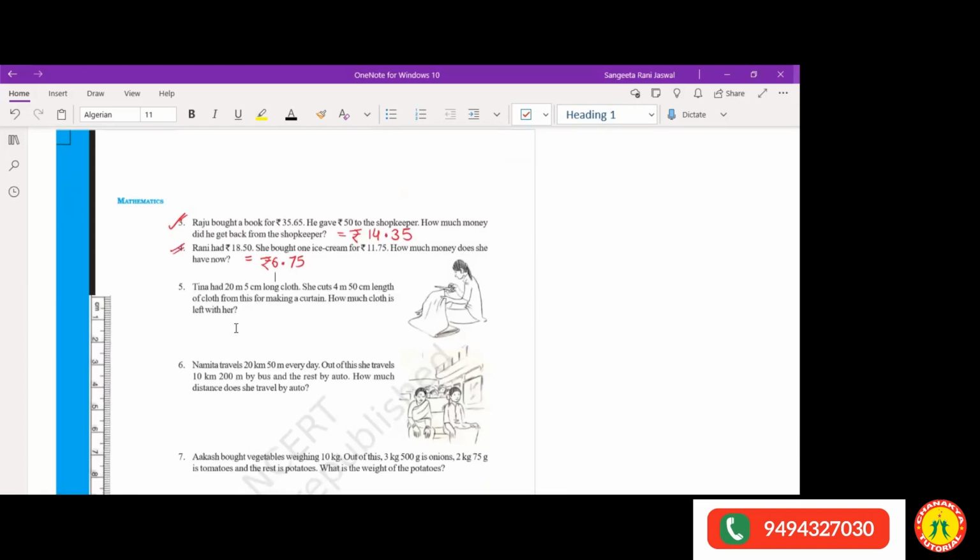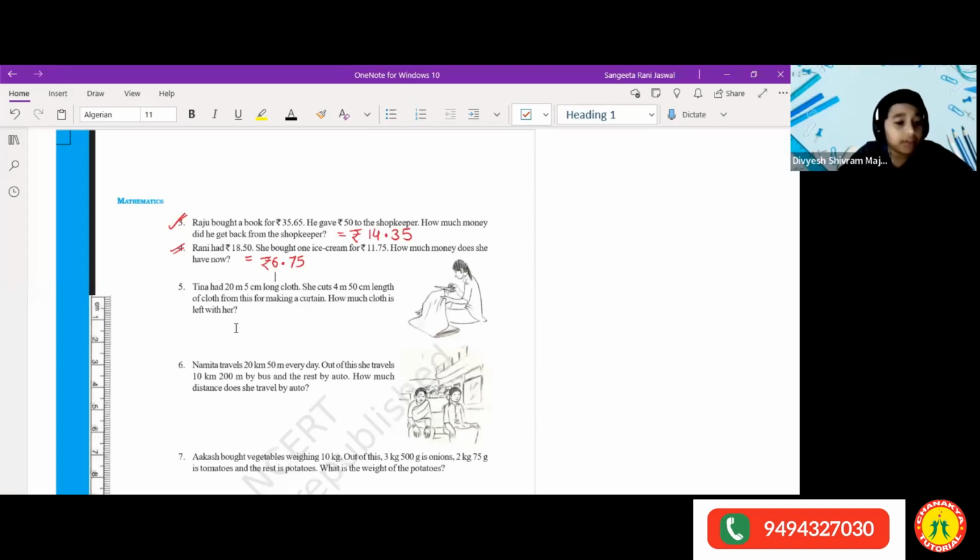Sritej, read the question. Question number 5. Yes, ma'am. Tina had 20 meters 5 centimeters long cloth. She cuts 4 meters 5 centimeters length of cloth from this for making a curtain. How much cloth is left with her? Okay. Divesh, what will be your first statement?